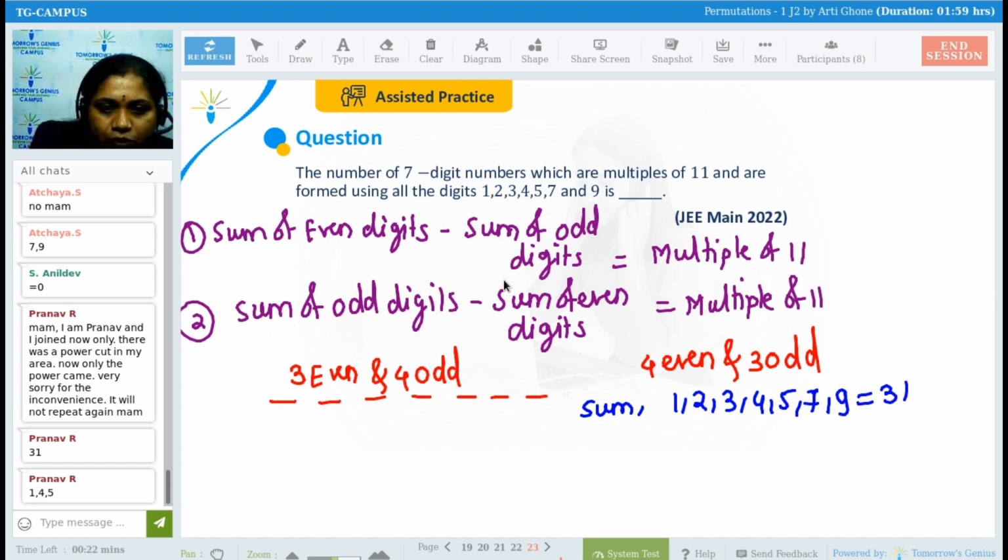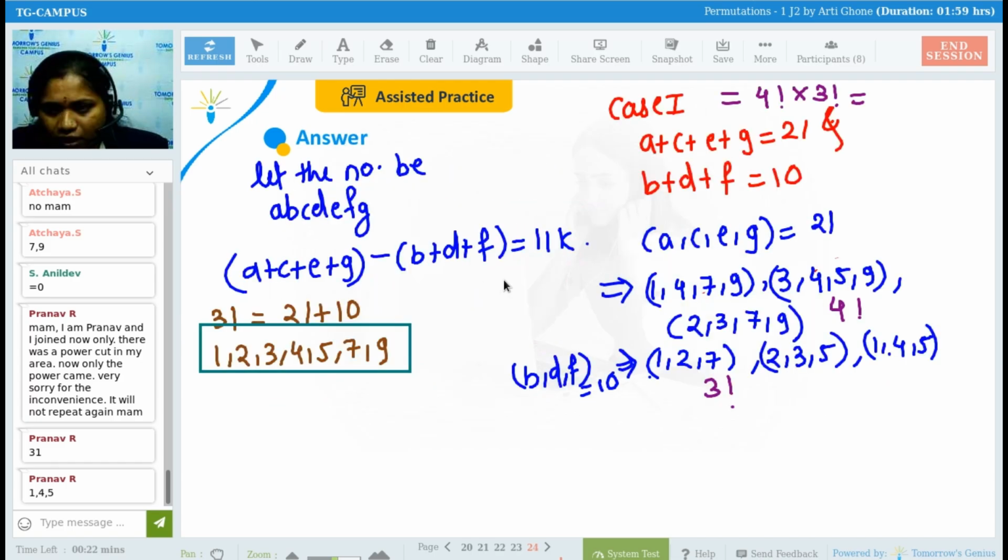Now, what is the 11 divisibility test? The sum of even-place digits minus the sum of odd-place digits may be a multiple of 11, or the sum of odd-place digits minus the sum of even-place digits may be a multiple of 11. Clear? These are only two possibilities. We know which sum is greater. That's why these two possibilities are clear.